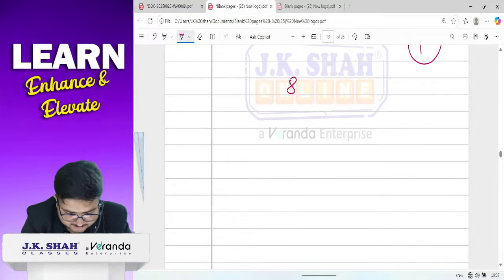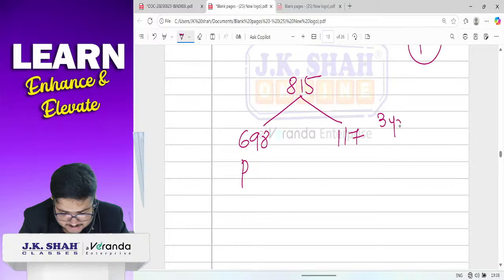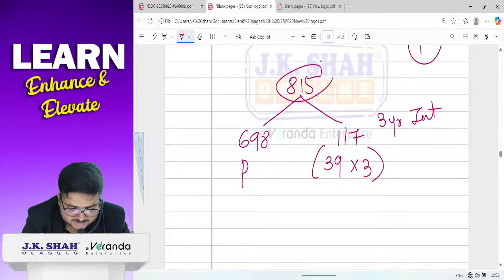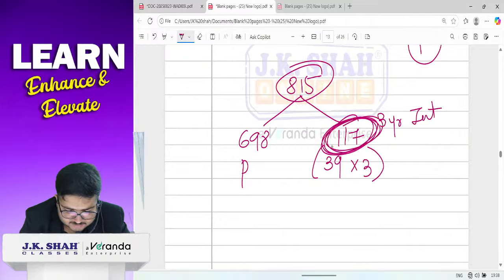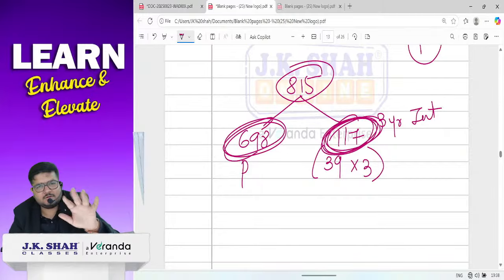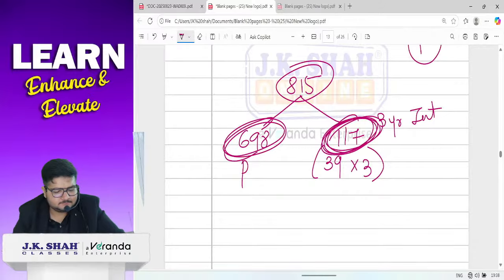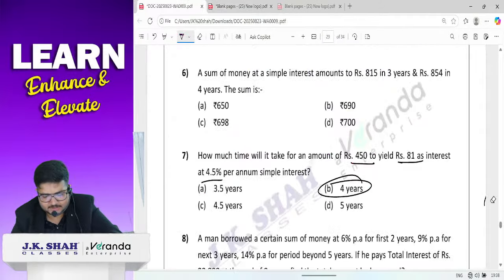This 815 was the amount of 3 years, it included both 698 as your principal and 117 as your 3 years' interest. But the 3 years' interest was 39 into 3, the 1 year interest. So from 815 I removed this 117, and I get the principal. Very simple. Understood the concept, everybody? Let us move to the next question.